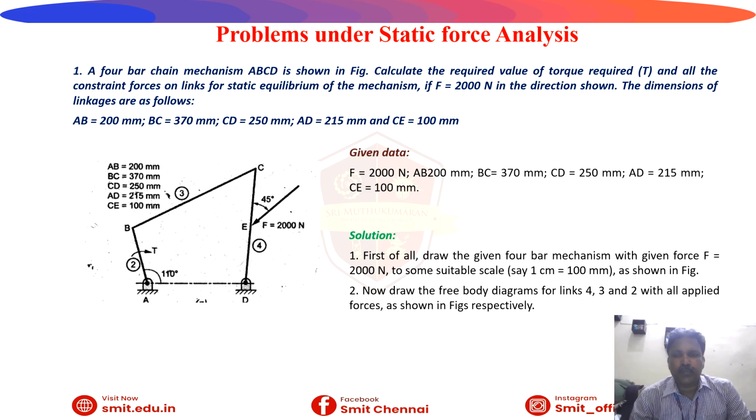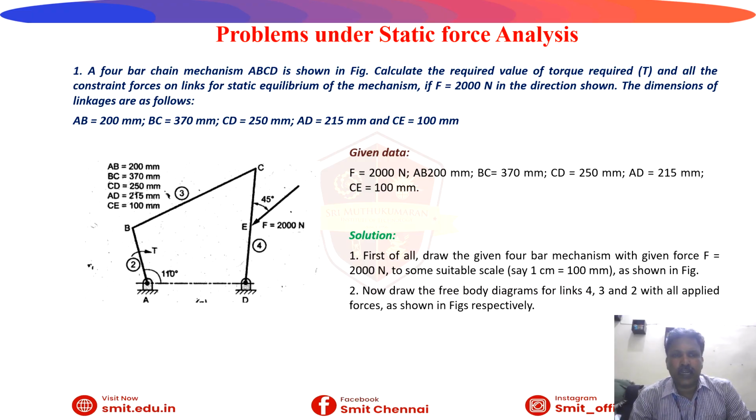Now, let us go on to the problem. A 4-bar chain mechanism ABCD is shown in the figure below. Calculate the required value of torque T and all the constraint forces on the links for the static equilibrium of the mechanism, if F is given as 2000 Newton, in the direction shown in the sketch. The dimensions of the linkages are as follows, and the various links are also given here.